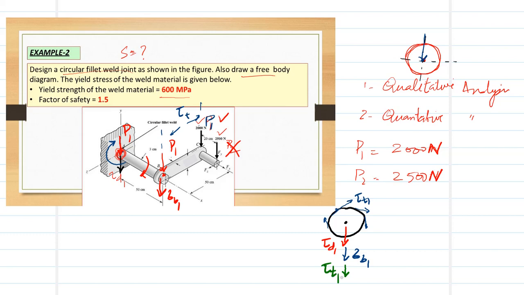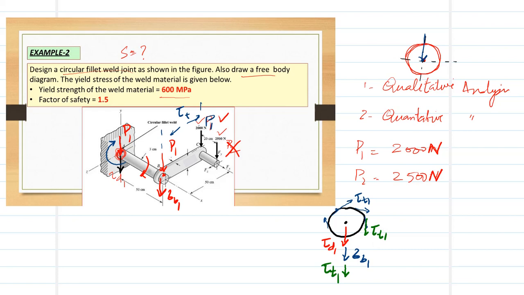I'm again repeating: tau T1 is on a circular weld, and a circular weld is symmetric in both planes, vertical and horizontal. So the direction of torsional shear will always be tangential to the point. Because a circle has infinite points, it has infinite directions. So the maximum sum is produced when the torsional shear is exactly along the direction of the other stresses. So I only take the downward direction of torsional shear in order to get the maximum sum of the stress.